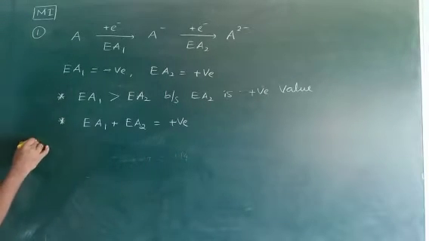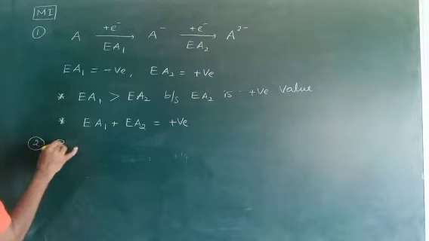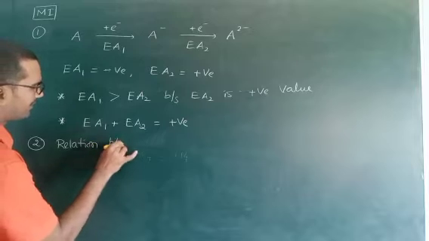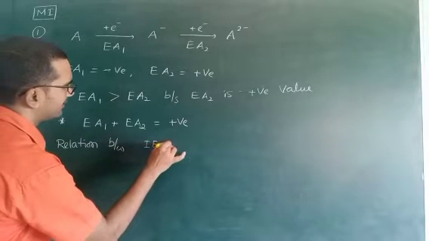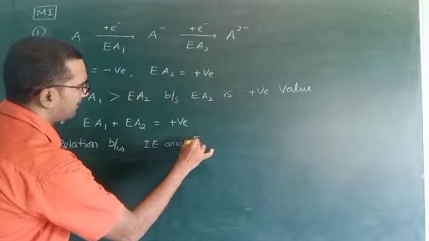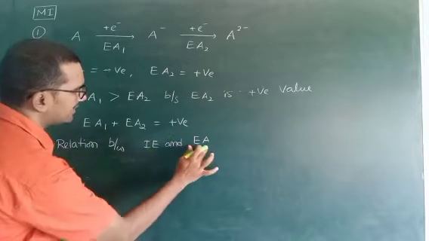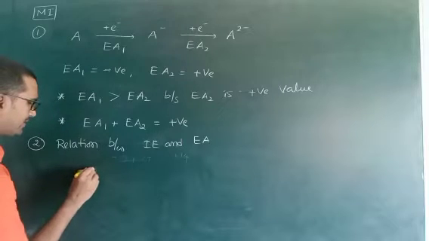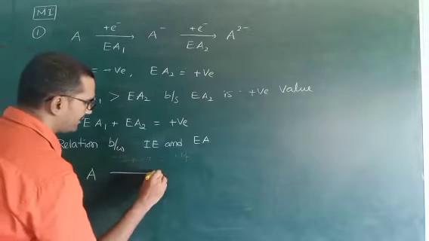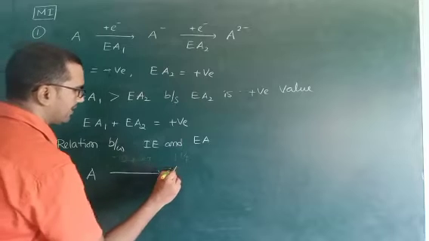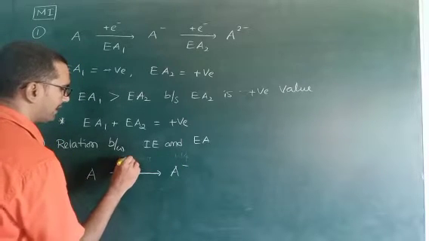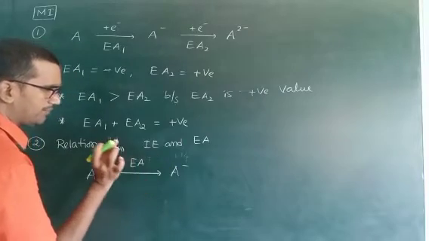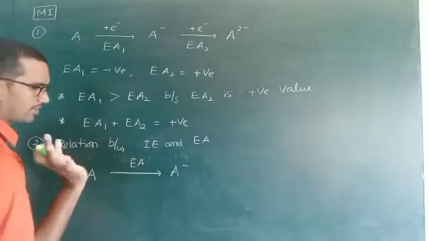Next, second one, very, very important: the relation between IE and EA, ionization energy and electron affinity. See this. This is one element. This is converted to A minus, meaning adding one electron, that is EA. A is converted to A minus means adding one electron, so adding one electron means electron affinity.